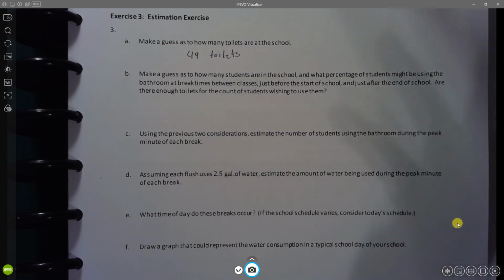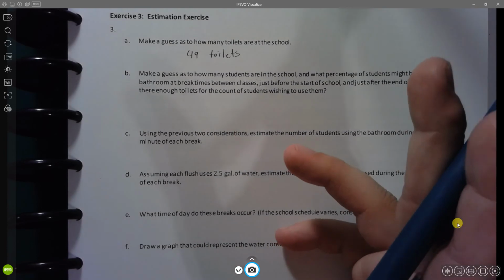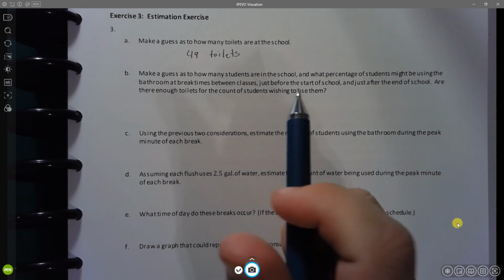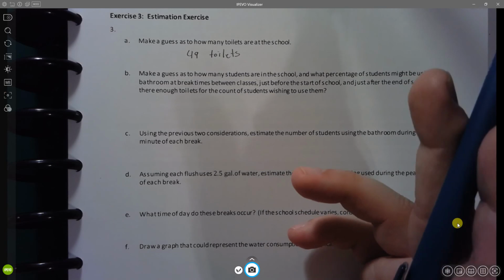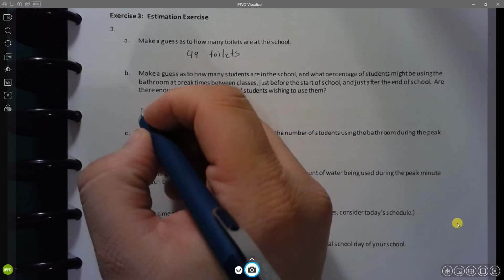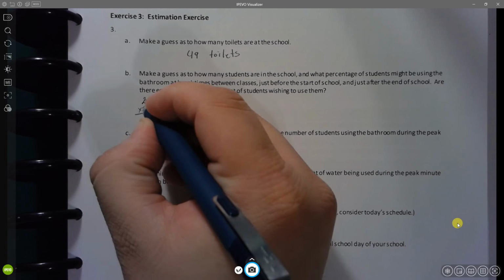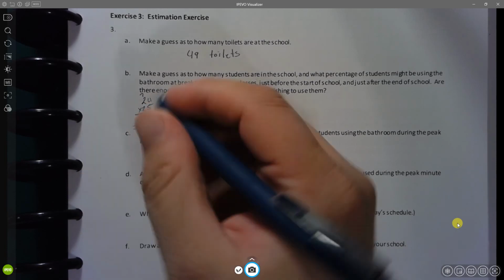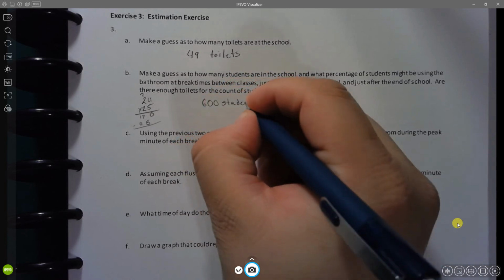Well, if I had to guess, you've got plenty of homerooms. I think you've got 24 homerooms. Minimum of 25 students per homeroom. So 24 times 25 would give me 120 plus 480, which is 600. So approximately 600 students at Mount Pisgah.